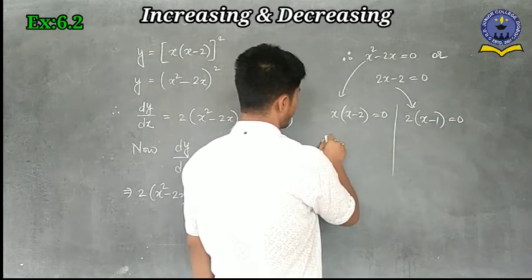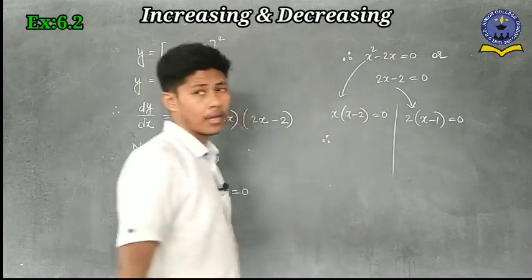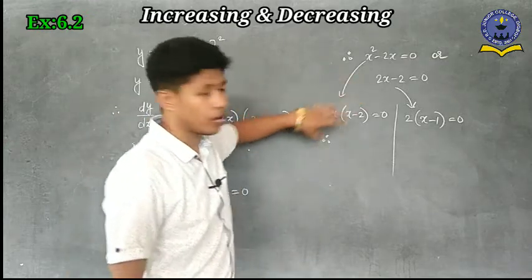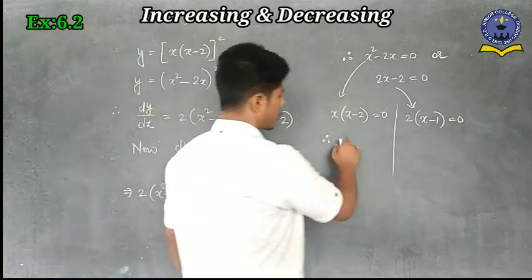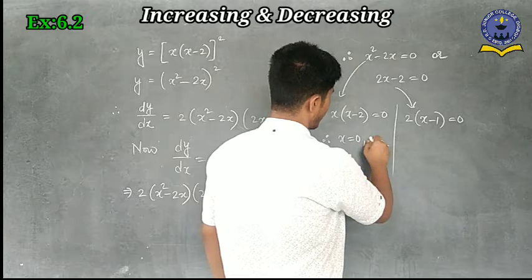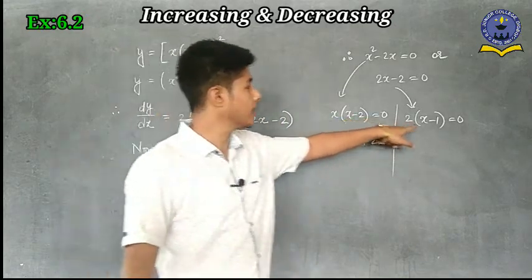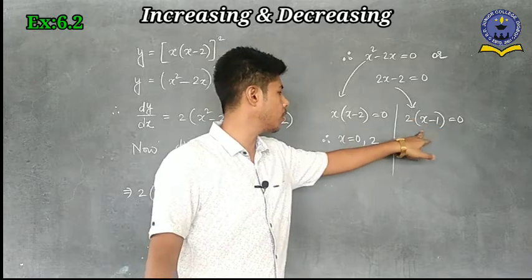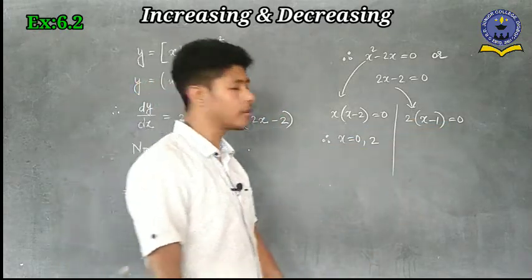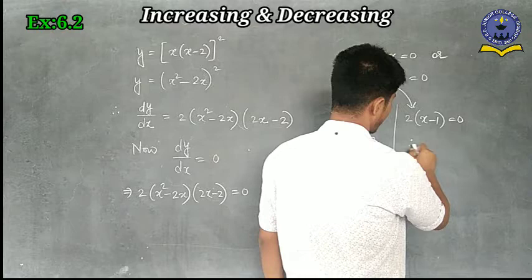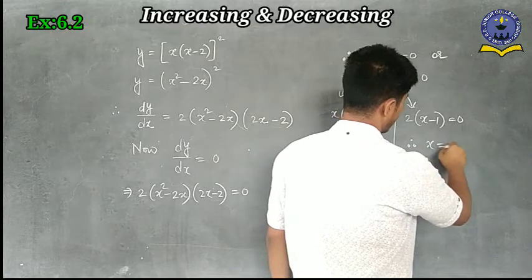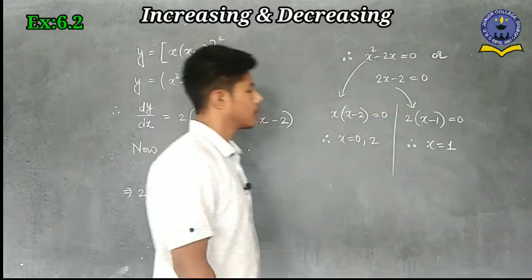And from here therefore what do we get? We get two values here, either x equal to 0 or x equal to 2. So either x equal to 0 or x equal to 2, we get two results from here, isn't it? And in this case, 2 is not equal to 0, so the only possibility is x is equal to 1. So from here we get the value of x is equal to 1.